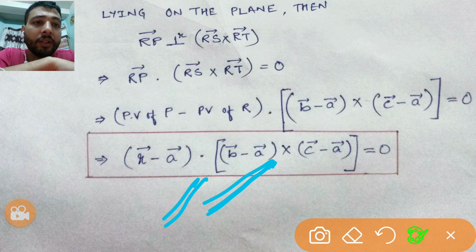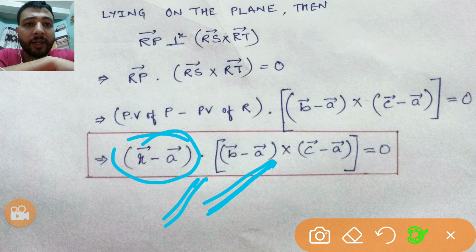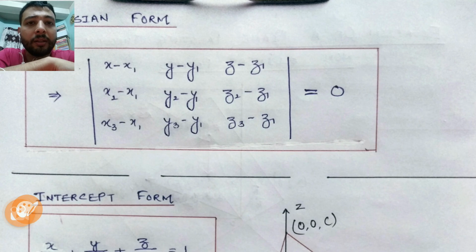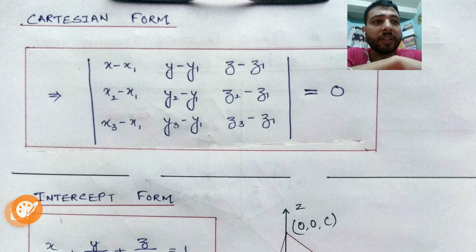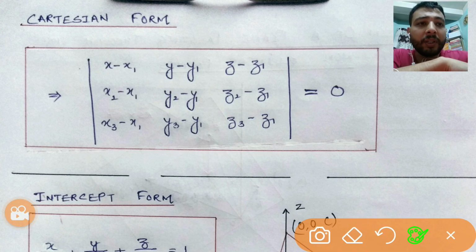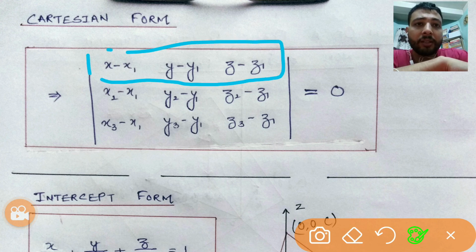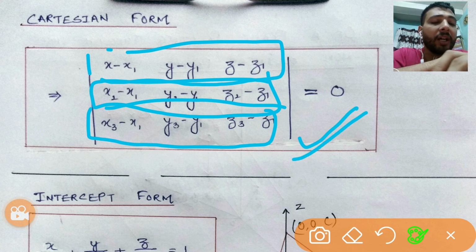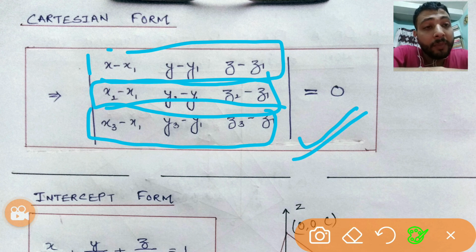So in scalar triple product, we have 3 vectors, 1, 2, 3, and when we have to solve them, we just write them in determinant form. The direction ratios of the first vector are written here, of the second vector here, and of the third vector here, and then we solve the determinant and get the answer. So remember that is the scalar triple product of three vectors.